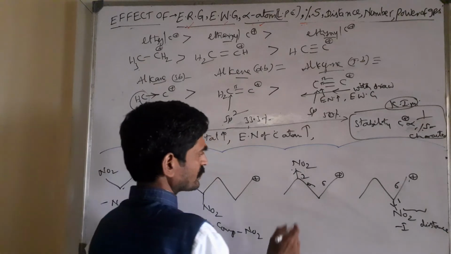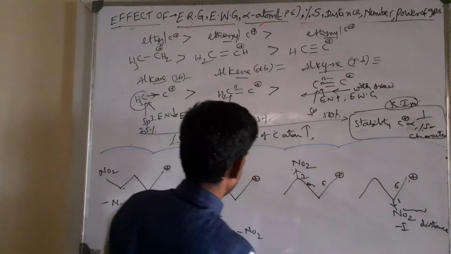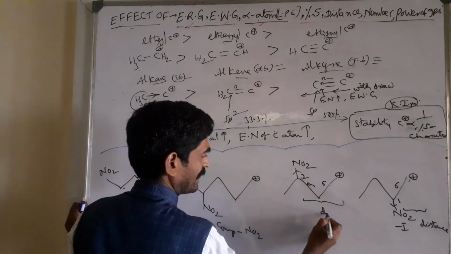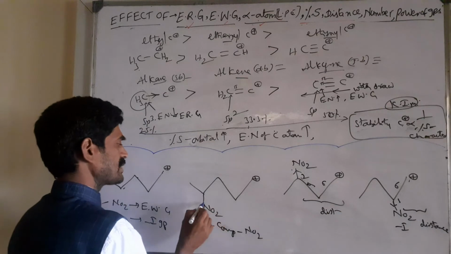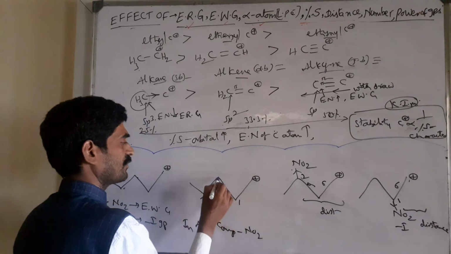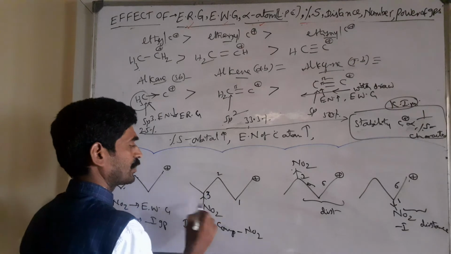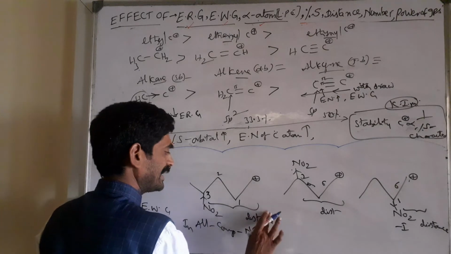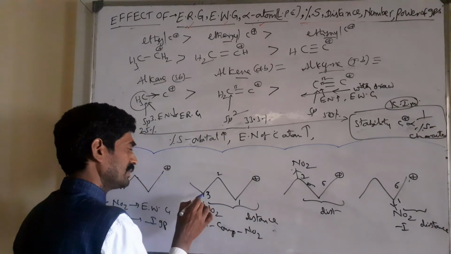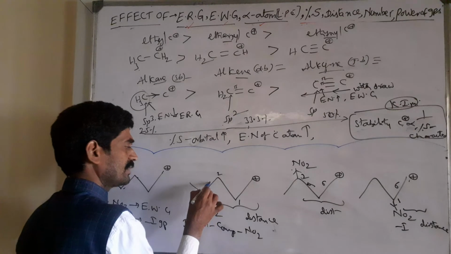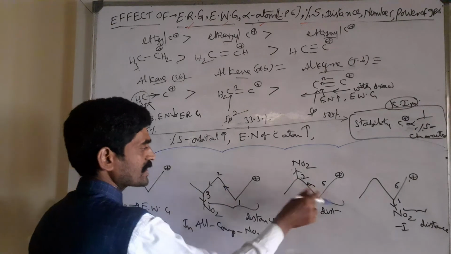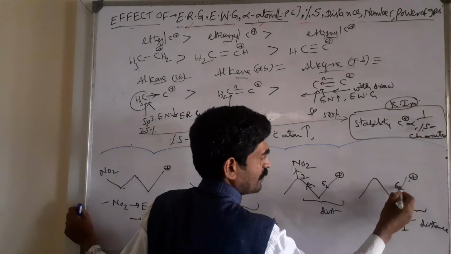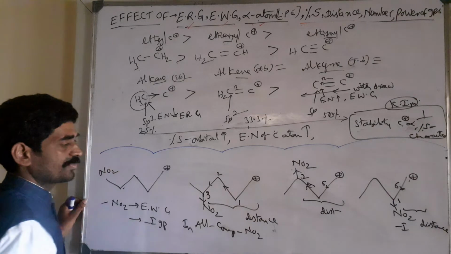Compared to this one, the effect is okay, but not that much withdrawing in nature. But here the distance is from here to here. In this case it is also withdrawing in nature. With respect to carbon 1, the group is bonded at the third carbon. The distance is more. So the effect is withdrawing electrons, it is happening, but compared to the previous one the effect is negligible.